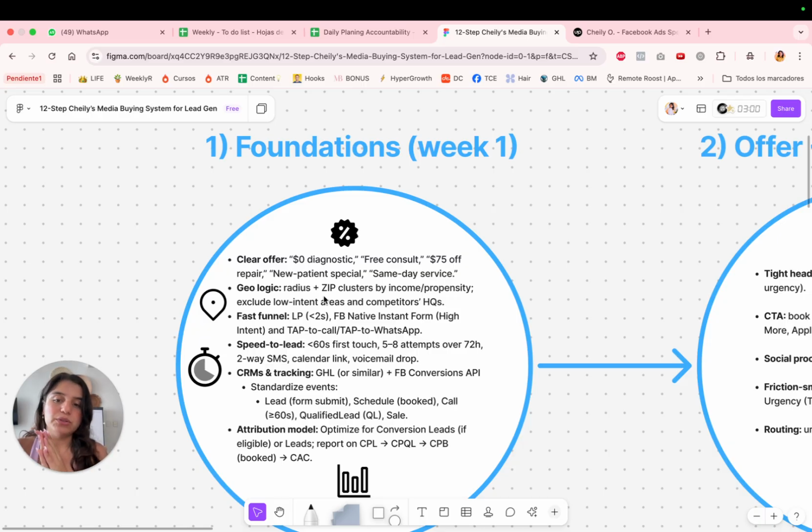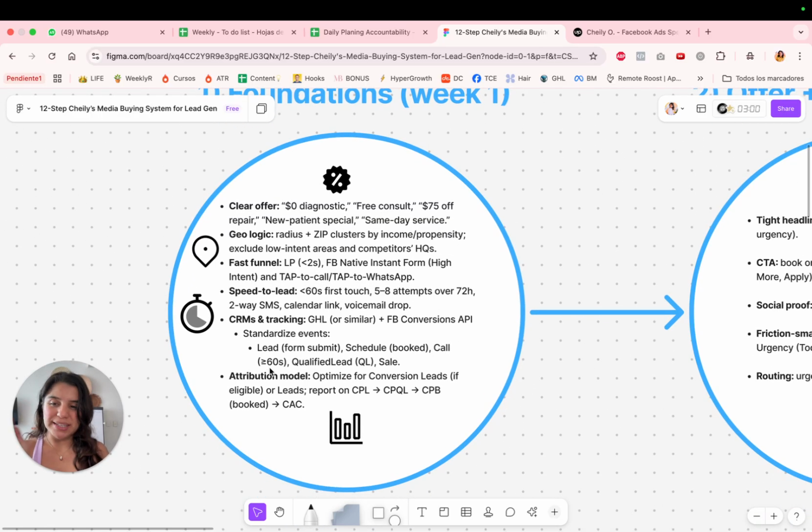The other thing we need to do is have proper CRM tracking. We want to make sure that the leads that are coming in are actually converting. So we need to have a system for us to identify the quality of those leads, right? And then, once we standardize the events, for example, the lead form, the schedule, the book a call, etc., we're gonna understand the possible roadblocks, and we're gonna go over that in the next step.